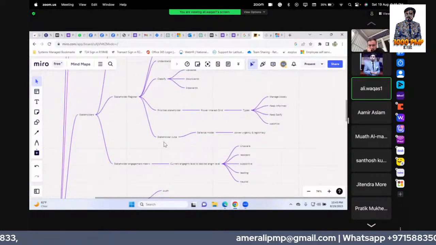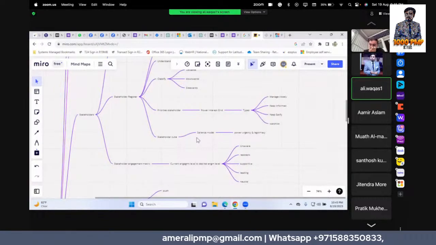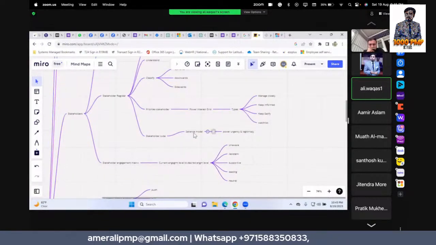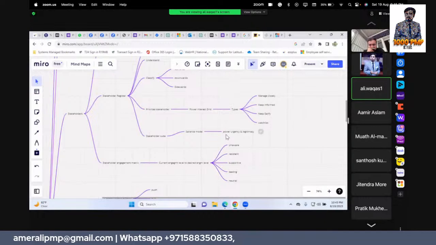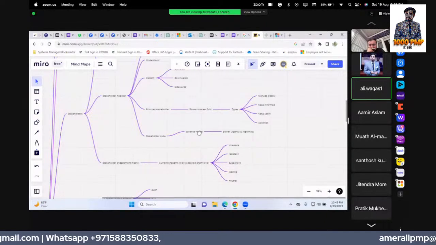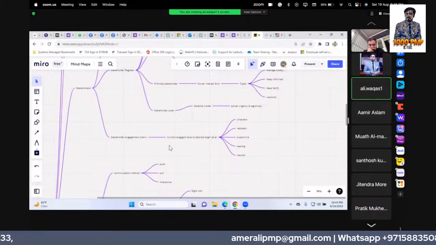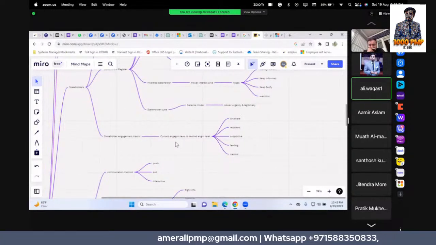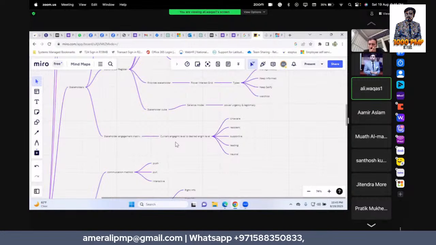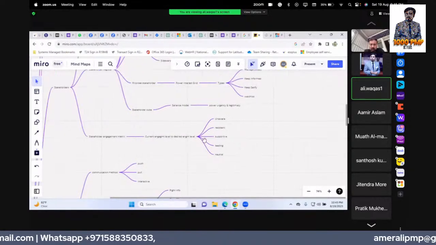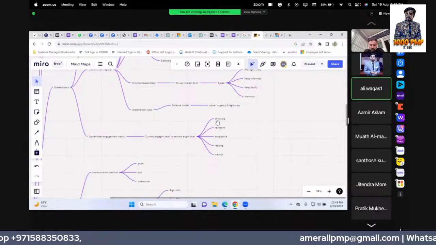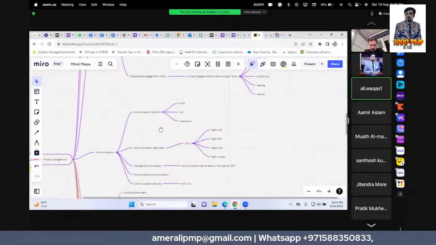Then we have the stakeholder cube, which is a salience model with respect to power, urgency, and legitimacy. Then another thing is stakeholder engagement metrics. It compares the current engagement level to the desired level. There can be 5 types: unaware, resistant, neutral, supportive, and leading.